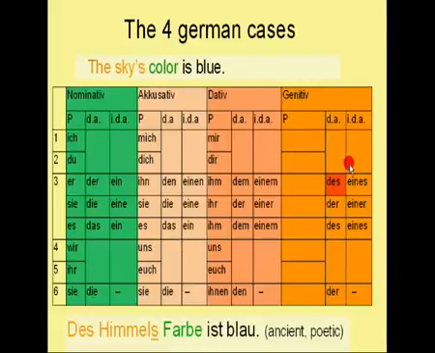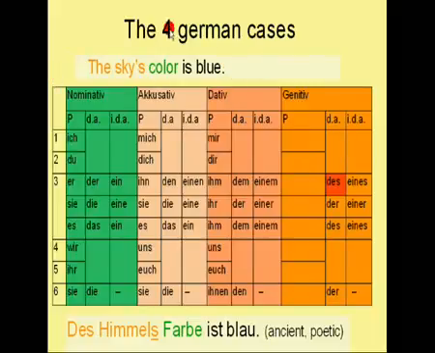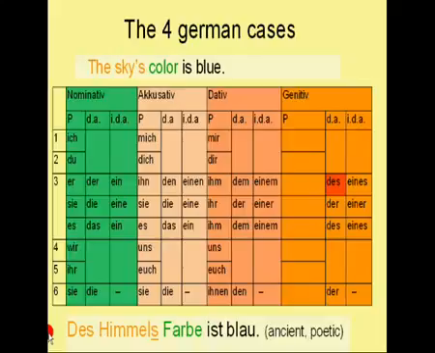Now the same situation can also be expressed by that sentence in English. The sky's color is blue. We have the same possibility in German. We put the genitive article and its noun at the beginning of the sentence. Then we let it follow by the subject of the sentence. And then we end the sentence with the verb and the adjective. But normally in the modern German language we don't use this word order. It is used more frequently in ancient language and in the poetic German language.